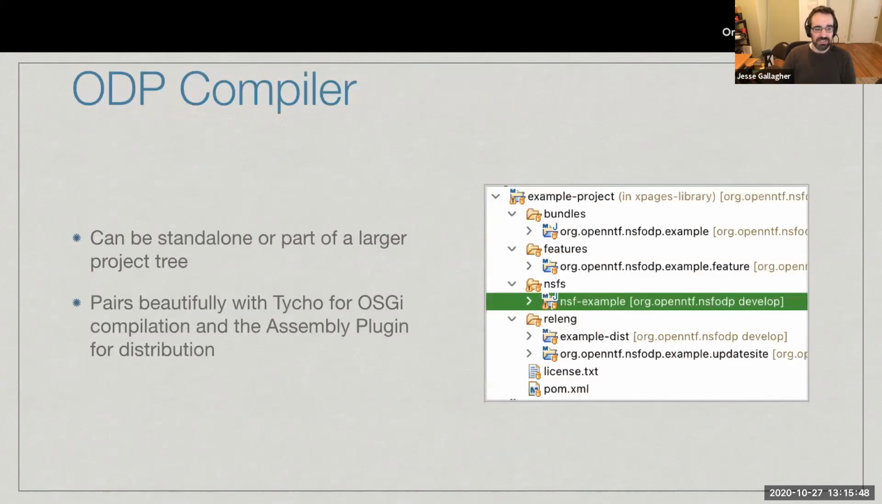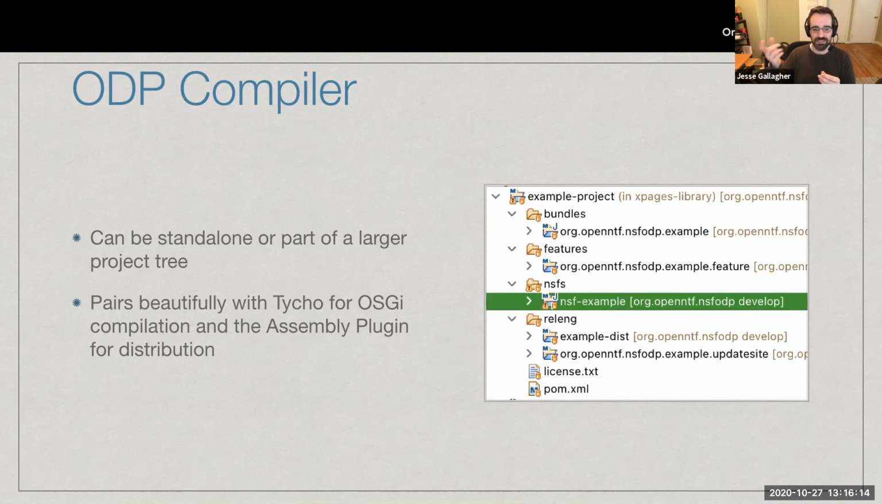So this compiler can be part of a standalone project. It could be standalone or part of a larger project tree. So for example, here, I have it pairing with Tycho, which is the OSGi compilation toolset for Maven. This is one of the examples in the repository where it builds the plugins, the XPages library, and then that's used in the NSF, and then it all ends up as part of this distribution project at the end.